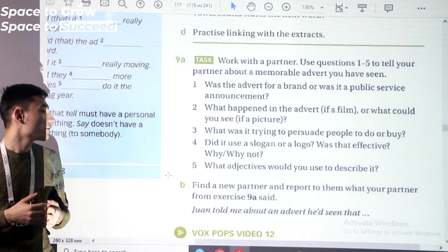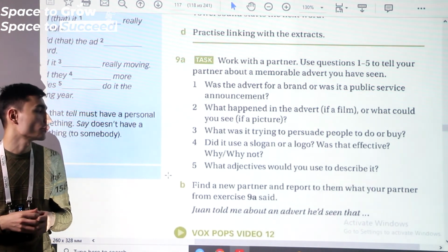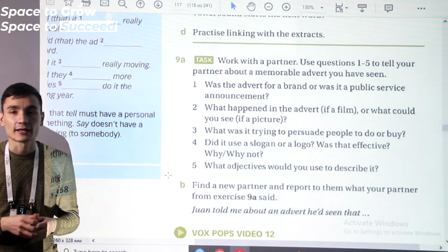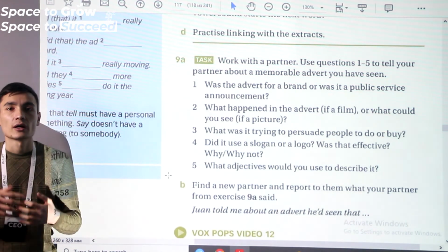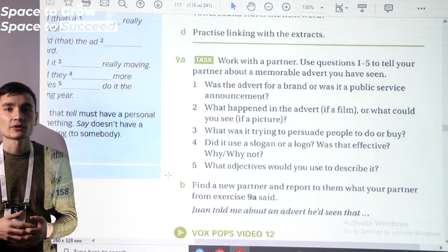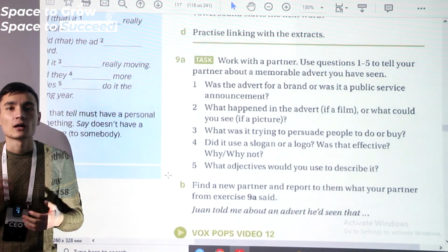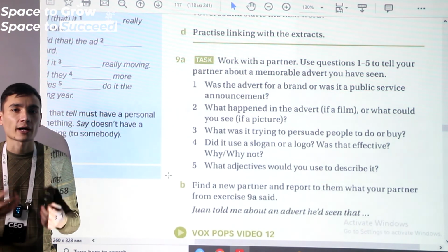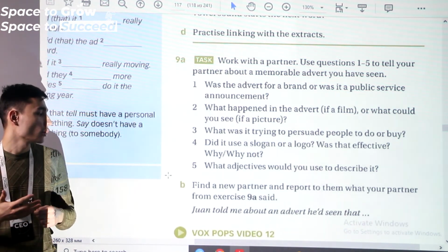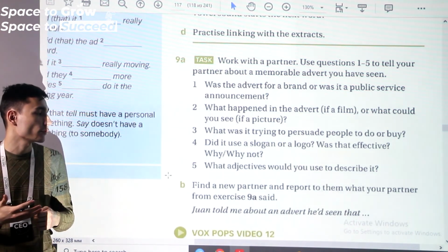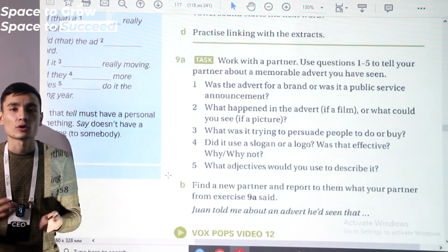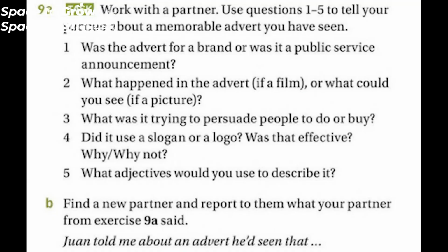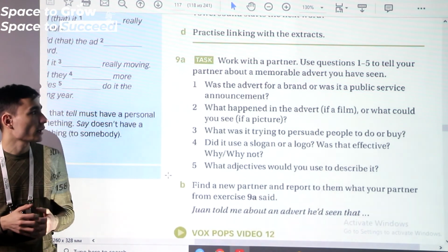Exercise 9b. Find a new partner and report to them what your partner from exercise 9a said. Now, after you have finished and exchanged ideas with your partner, find another partner and tell them what your first partner had in mind. And here an example is, Juan told me about an advert he had seen. Pause the video and try to do this exercise on your own. And now let's look at the possible answers.